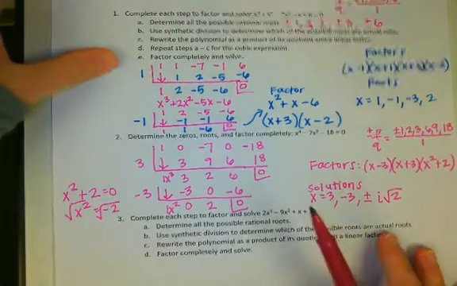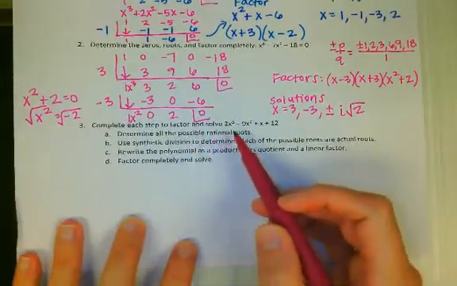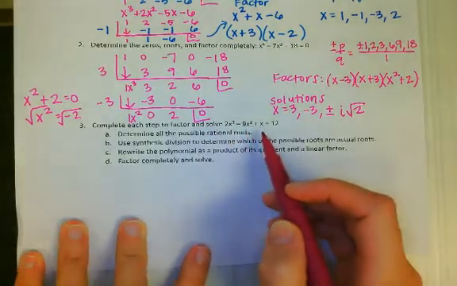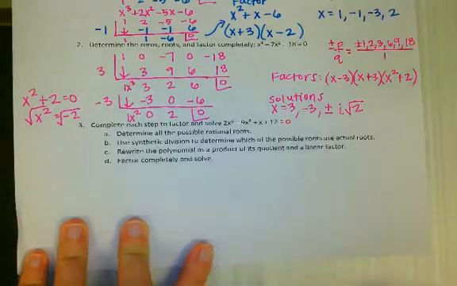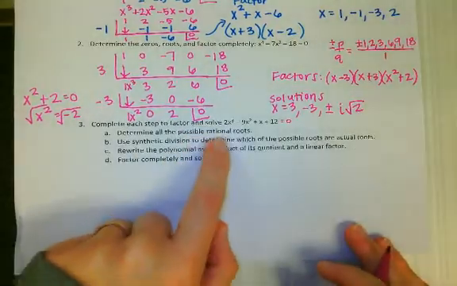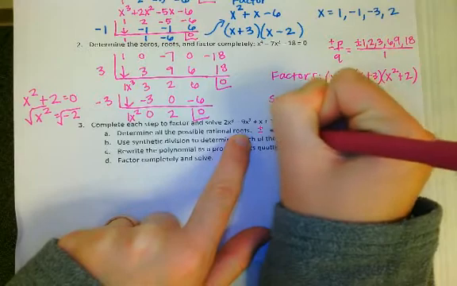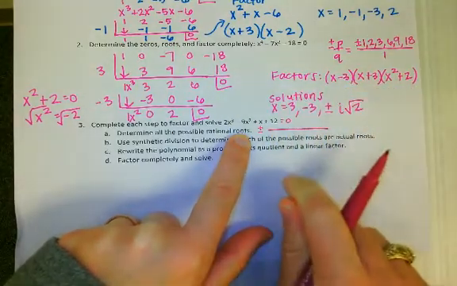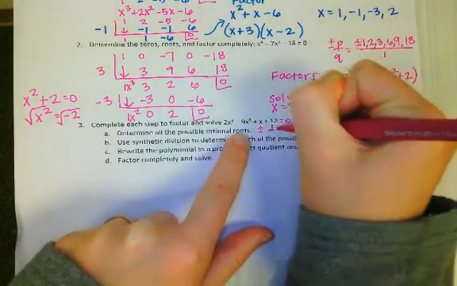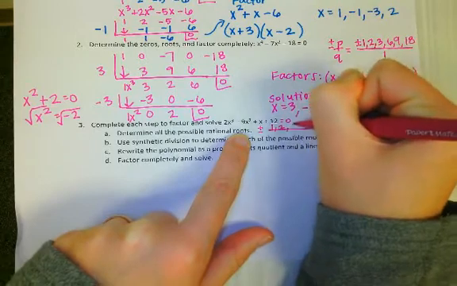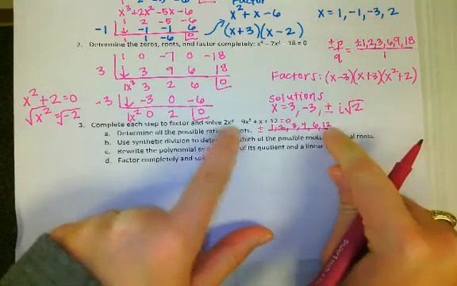Okay, so let's do this process again for number 3. It says complete each step to factor and solve 2x cubed minus 9x squared plus x plus 12, and this really should be an equation, so I'm going to make it equal 0. Determine all the possible rational roots. Okay, so here I'm going to put plus or minus, and then p over q. So think of the factors of 12, your constant term. 1, 2, 3, 4, 6, and 12.